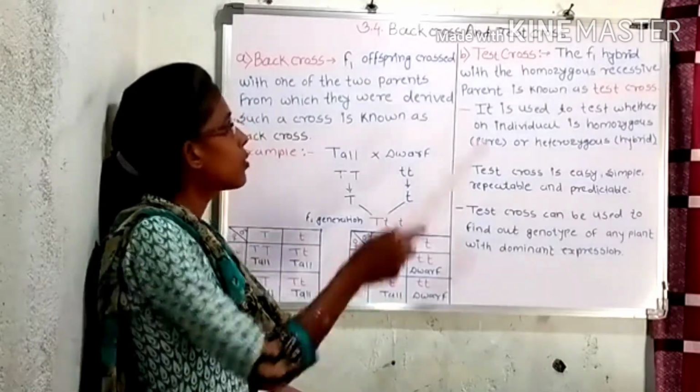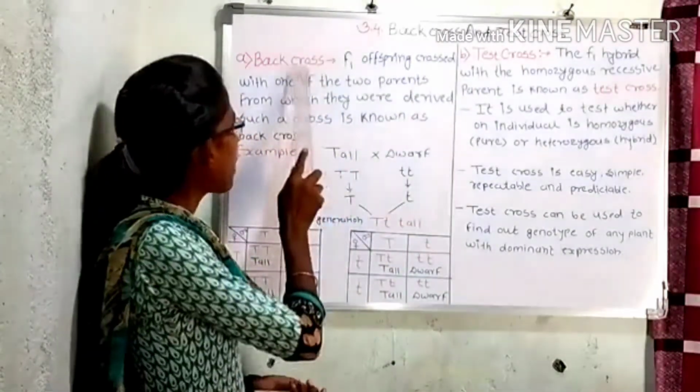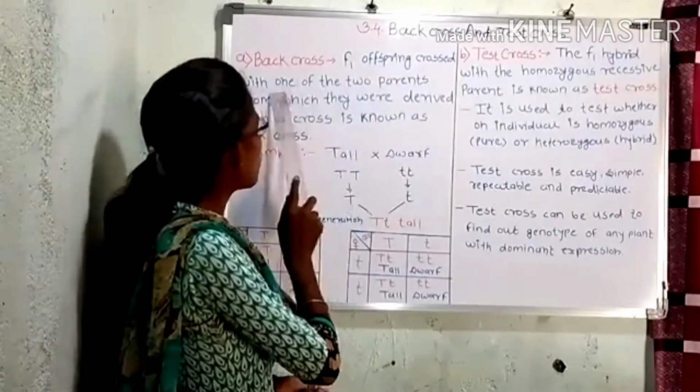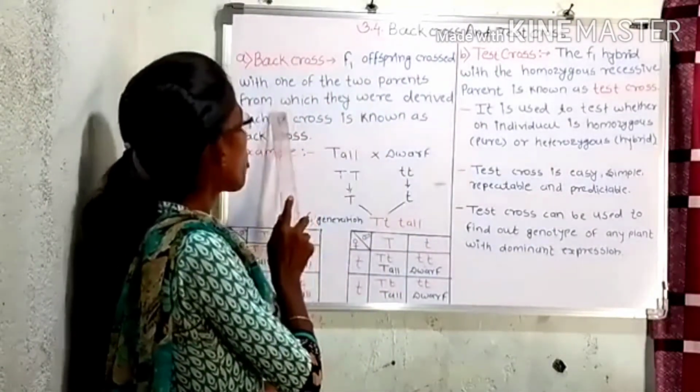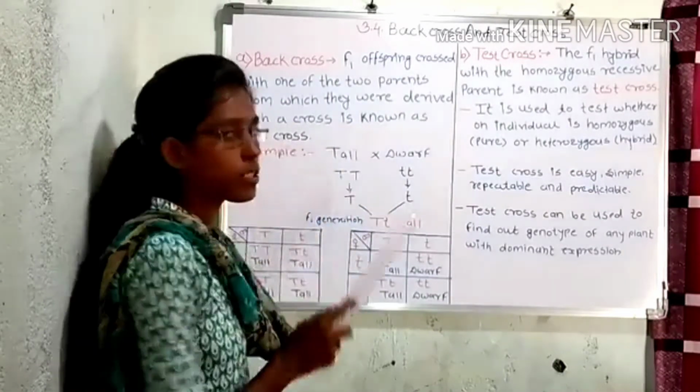Today we will discuss the back cross and test cross. So first we will discuss the back cross. Back cross is defined as the F1 offspring crossed with one of the two parents from which they were derived. Such a cross is known as the back cross.